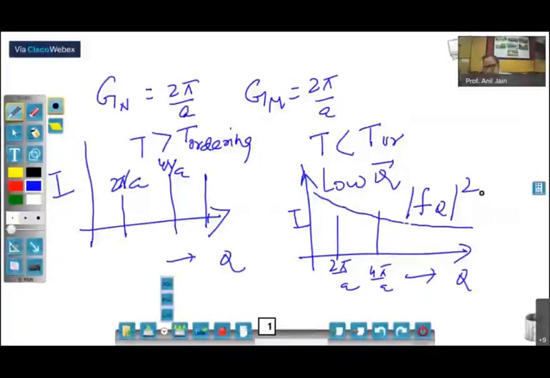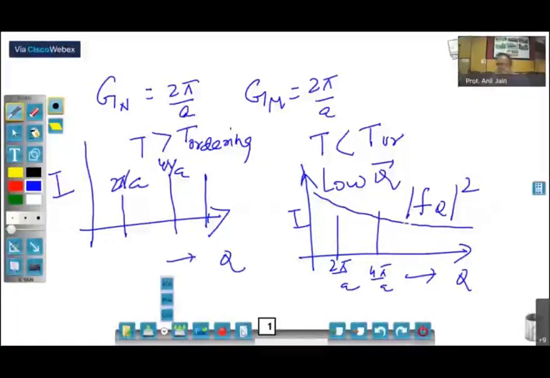Due to this interaction of the magnetic moment of the neutron with the magnetization density in the sample, by doing this neutron scattering experiment, you can get an idea about the spin density distribution of your sample.